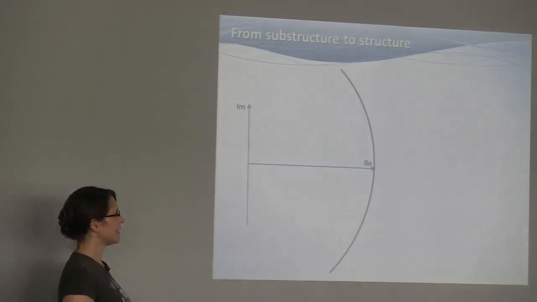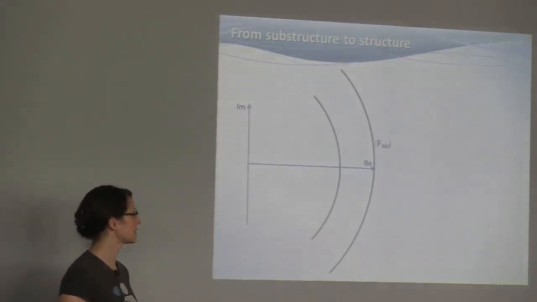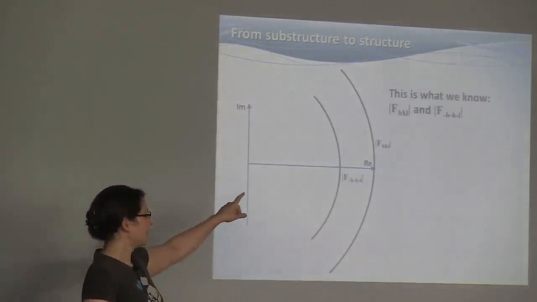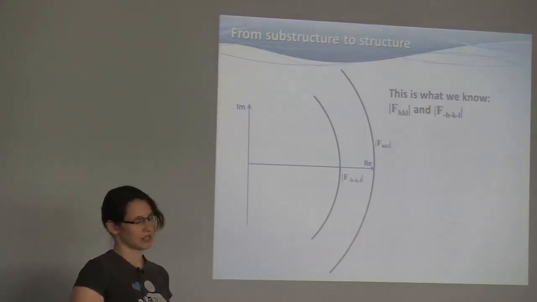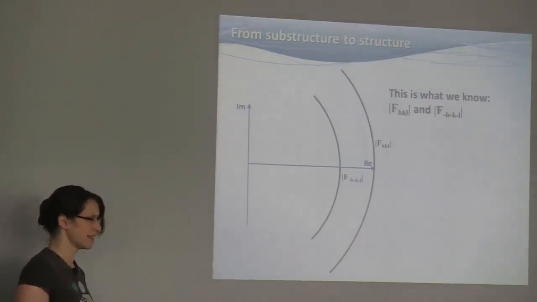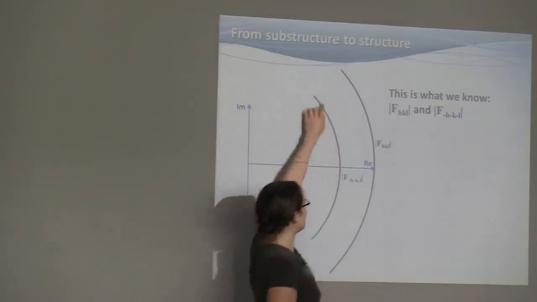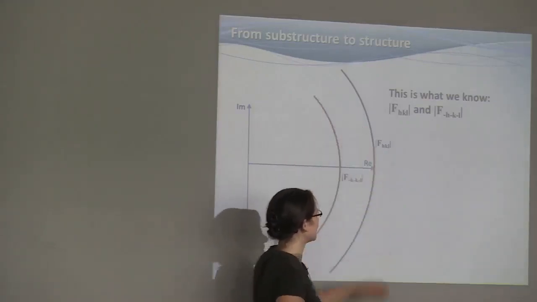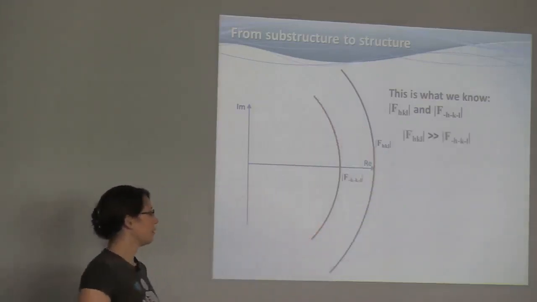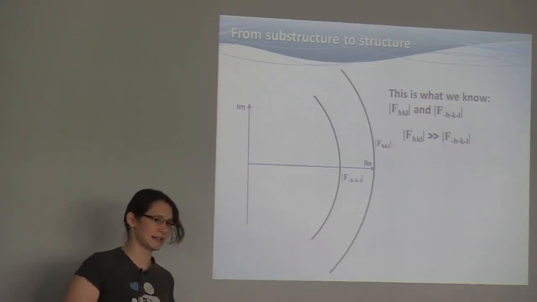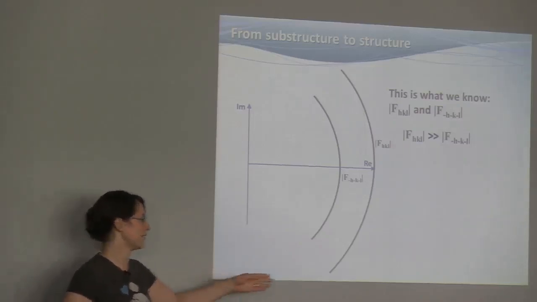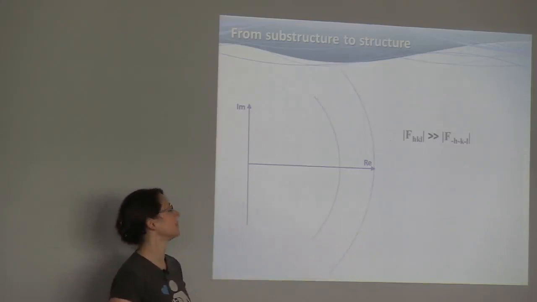Now, imagine we have measured 2 reflections, FHKL and F minus H minus K minus L. We don't know their phases, so we only know they lie somewhere on these lines. We also know that FHKL is much larger, clearly, right? This radius is much larger.